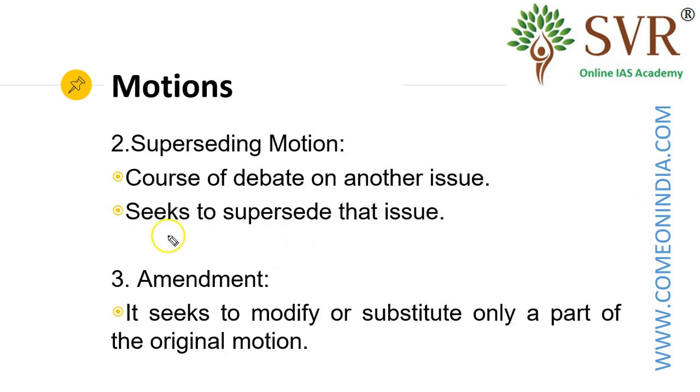The second subcategory of subsidiary motion is superseding motion. The superseding motion is moved in the Parliament of India during the course of debate on another issue or original issue. Such kind of superseding motion seeks to supersede the original motion which is in consideration of the Parliament by that time. And then the third subcategory of subsidiary motion is amendment. This kind of subsidiary motion demands only to modify or substitute part of the original motion. It is what is known as amendment subsidiary motion.